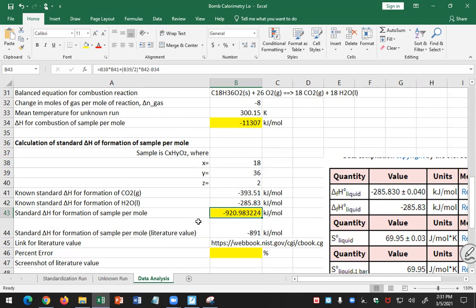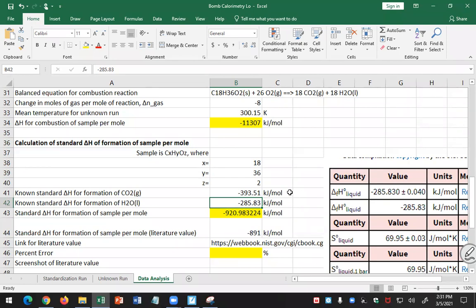I'm sorry, D42? This one? That's the water. That's minus 285.383. That's the literature value for liquid water. What are we looking for again? The delta H of formation of your unknown. Oh, that's for the unknown. Wait, -285 is for water? Yes. So I just have -285 there as well. And for CO2, it's given in your handout. It's negative 393.51.